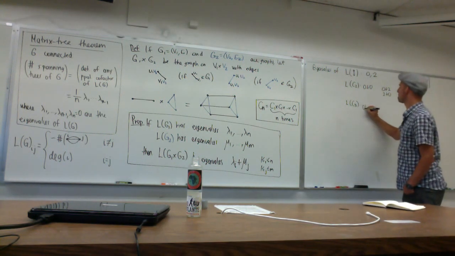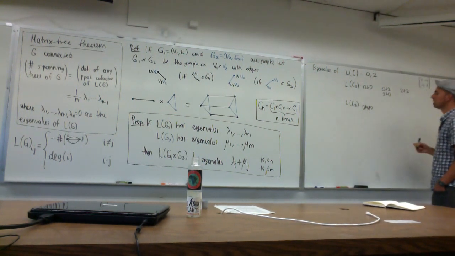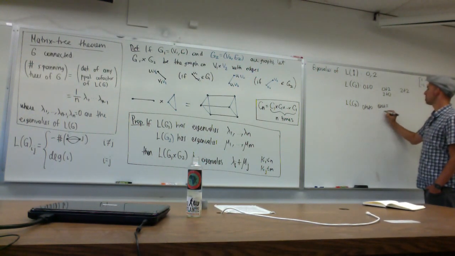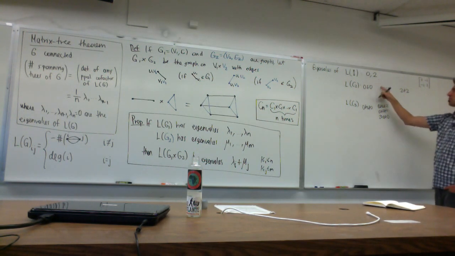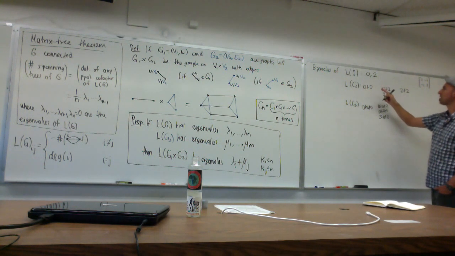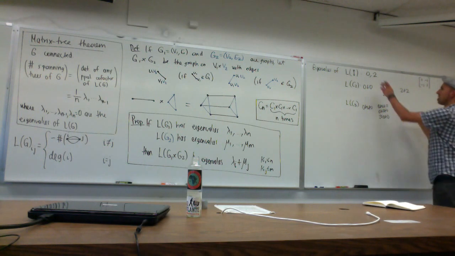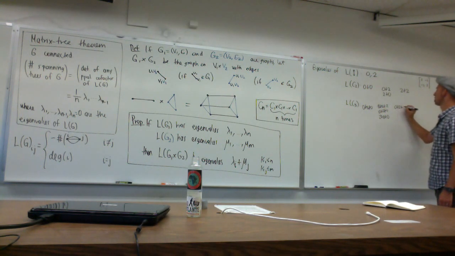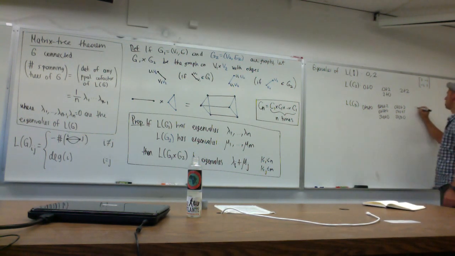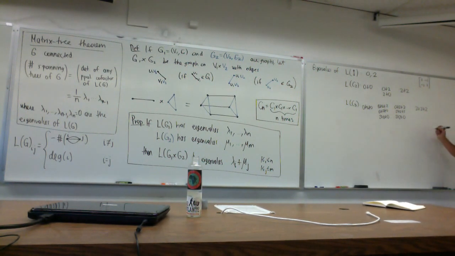I either get 0 plus 0 plus 0, or I get 0 plus 0 plus 2, or 0 plus 2 plus 0, or 2 plus 0 plus 0, or I can get 0 plus 2 plus 2, 2 plus 0 plus 2, or 2 plus 2 plus 0, or I can get 2 plus 2 plus 2.